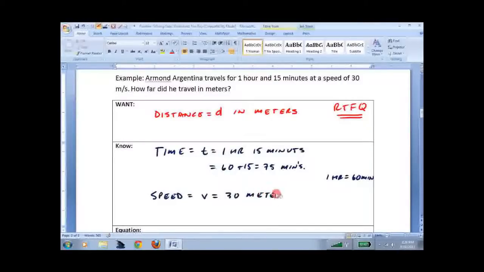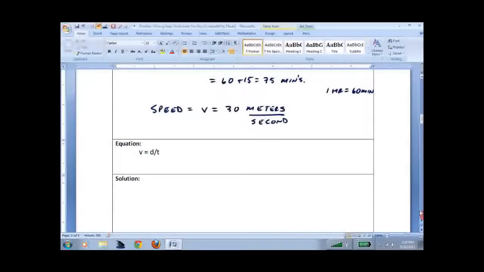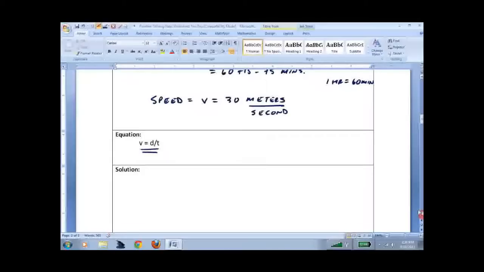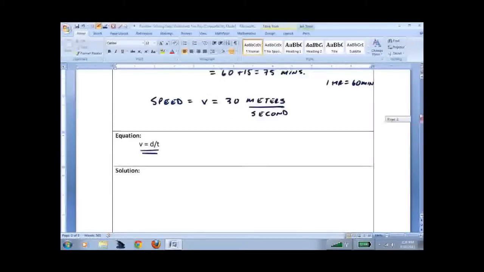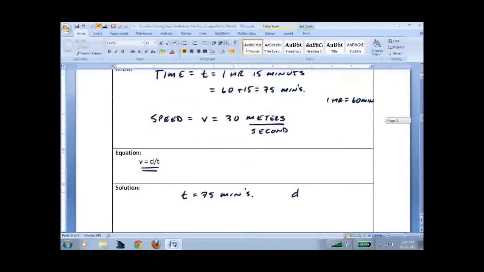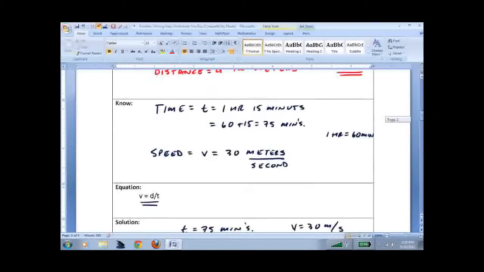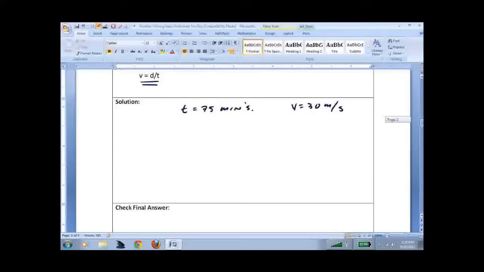I'm going to start abbreviating as much as possible, whenever possible. And I want to know how far I traveled. The equation is given. It won't always be, but in this case it is. I need to rewrite these down. T equals 75 minutes. V equals 30 meters per second. And D is what I want to know.